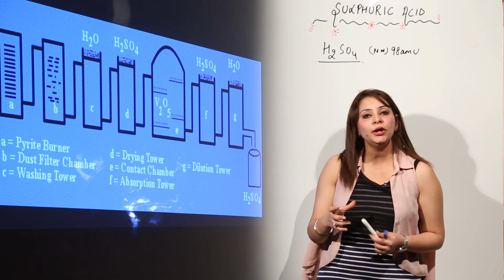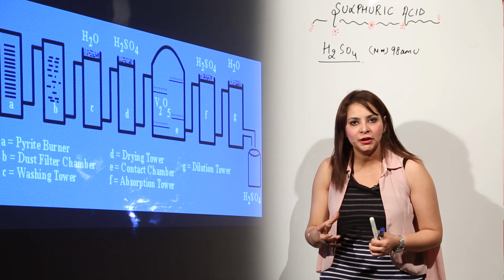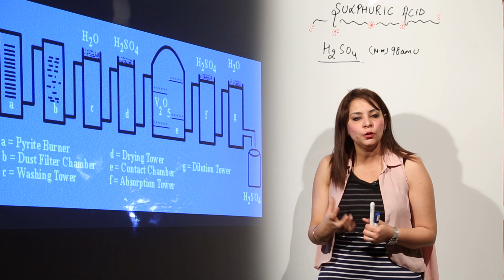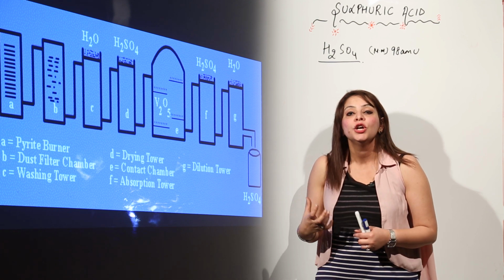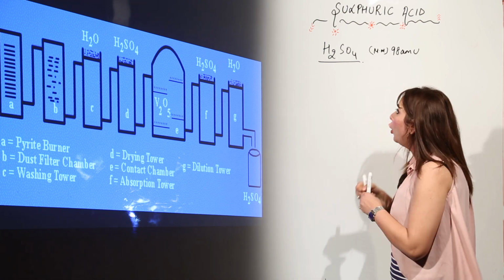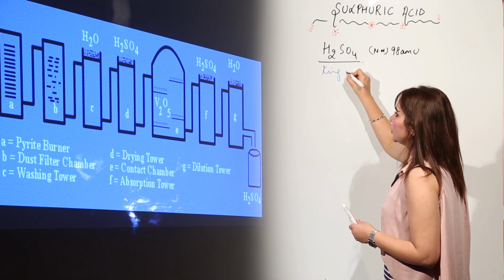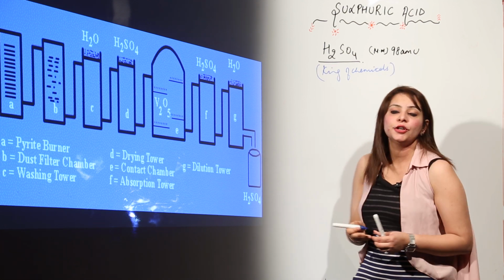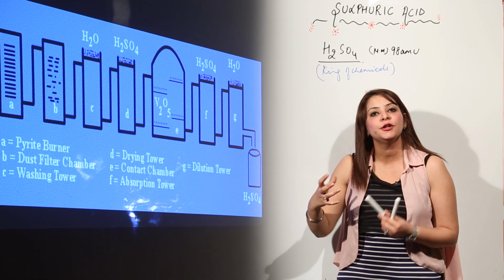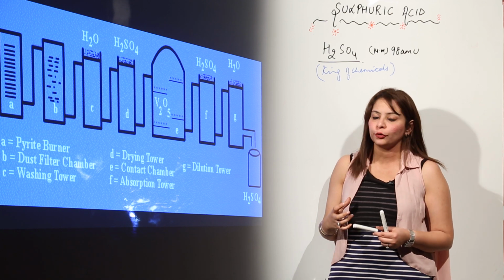And you know that sulfuric acid is called the king of chemicals because it is of great advantage, and it is used in almost all the industries. So it is called the king of chemicals. If somebody asks you to state the king of the chemicals, it should strike your mind that it is our sulfuric acid, that is H2SO4.